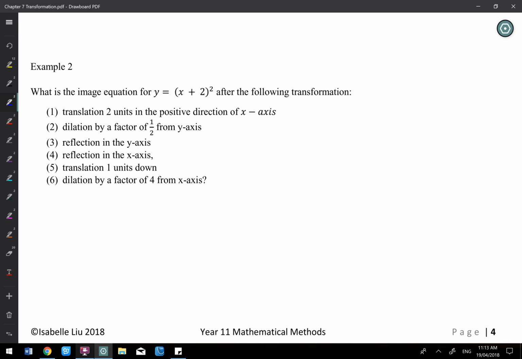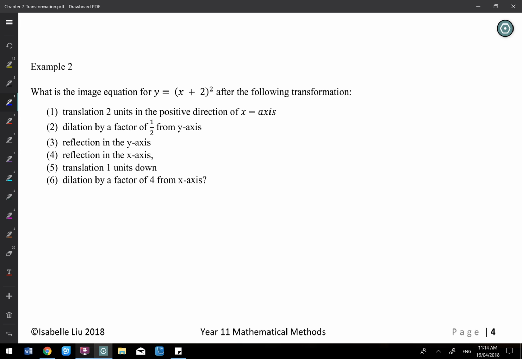What we have learned yesterday and the day before is we apply a single transformation, or one type of transformation, to the graph. So for example, we only have dilation. Dilation from the x-axis, which is changing y, and dilation from the y-axis, which is changing x. Or we have translation to the positive direction in the x-axis for 2 units and translate 1 unit in the negative direction of the y-axis. That's for translation. Or we have reflecting in the x-axis and then reflecting in the y-axis, which is changing x and y.